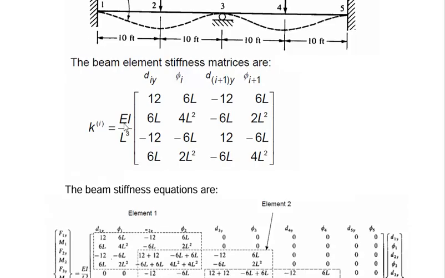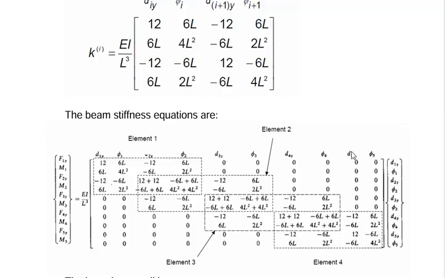Ki is equal to EI over L cube, and diy means, if let's say this is element number 1, it would be d1y, phi 1, d2y, phi 2. If it's element number 2, then it would be d2y, phi 2, d3y, phi 3, and so on, right? So we just need to write down the element stiffness matrix once, and once we have this, then we can write down the global stiffness matrix.